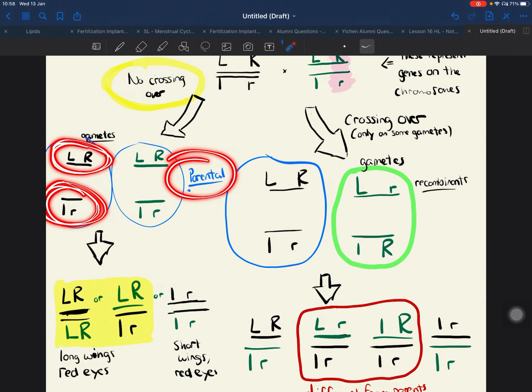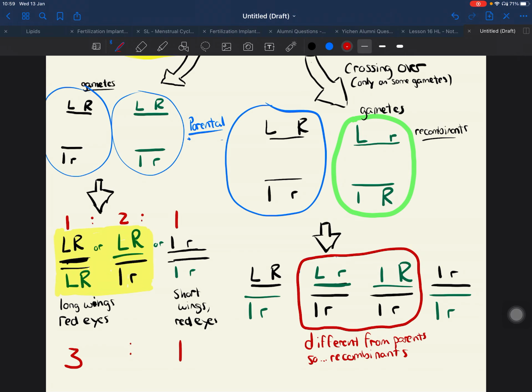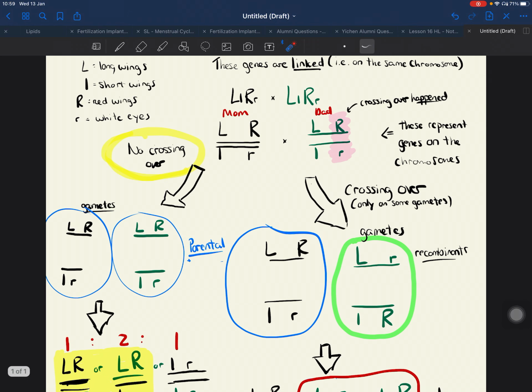Now, if that happens, again no crossing over, we get this arrangement: long wings, red eyes, we get three of those and one short wing one. More specifically, this is a 1 to 2 to 1 ratio. So that's what we expect. If we get that, we can say no crossing over occurred on these linked genes. It's a fairly normal distribution, and we've created the gametes here and here, and they all look just like the parents. So we know crossing over didn't occur.